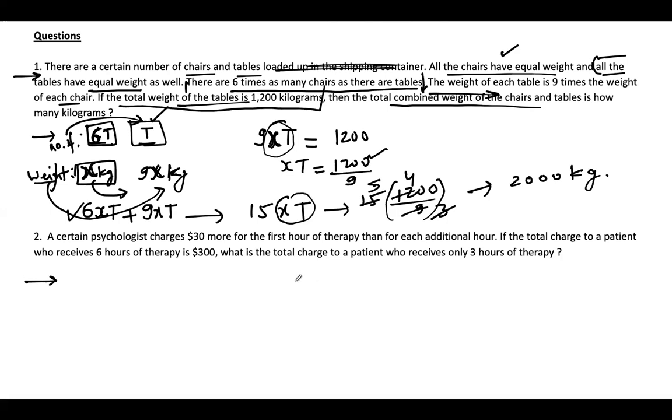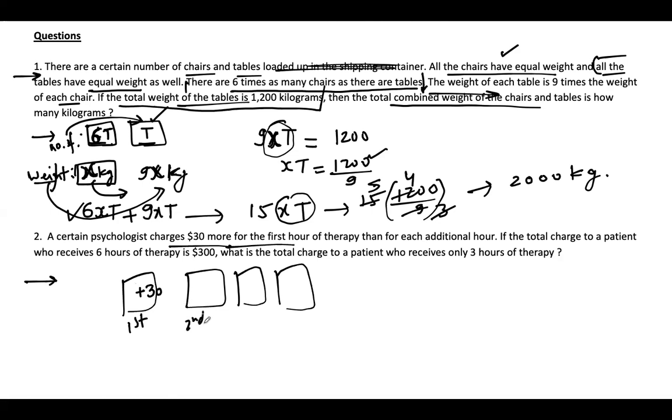Yeah, sir. A certain psychologist charges $30 more for the first hour of therapy than for each additional hour. Just a sec. 30 more than for each additional hour. Okay. Let's say in the second hour he charged X, and in the third hour he charged X. So in the first hour, what must he be charging? X plus 30. Yeah, this was the first step.